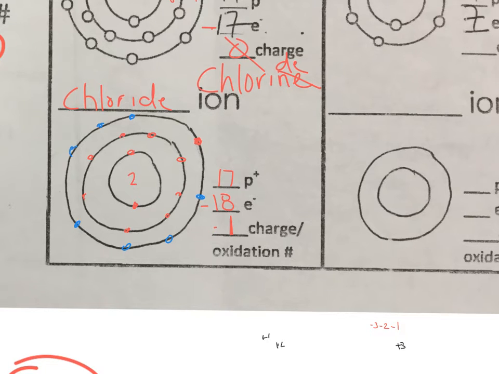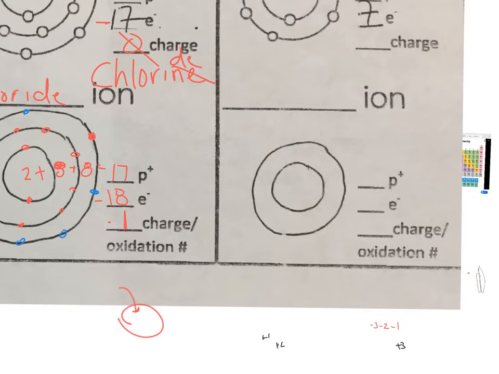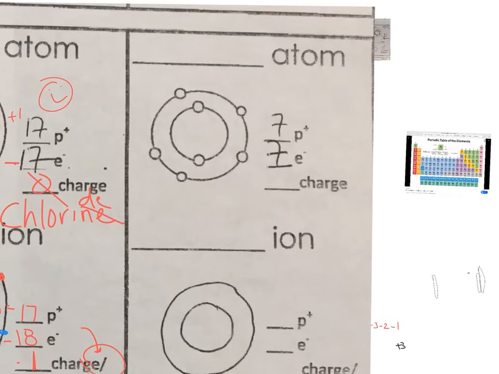So I had 2 in this shell, 8 in this shell, and 8 in this one. These all add up to what? 2 plus 8 is 10, plus another 8 is 18 right there, okay? And that's how you do that. Don't worry about this guy. Okay, now let's try one more.